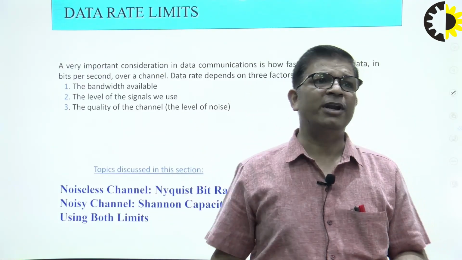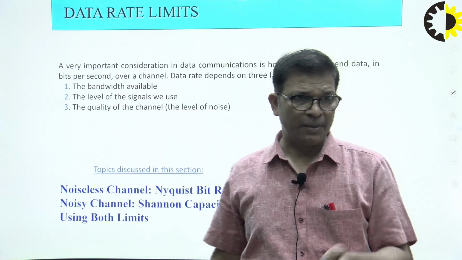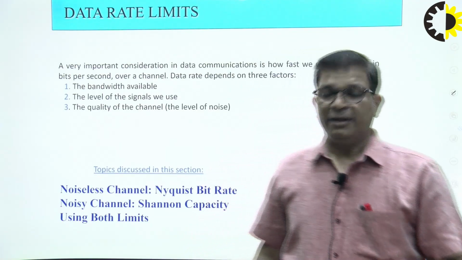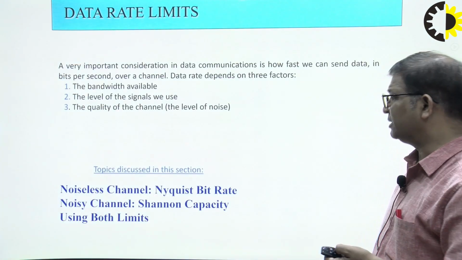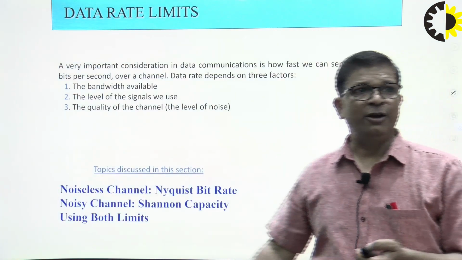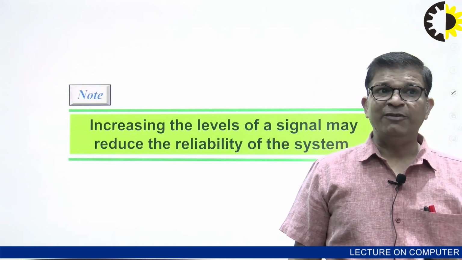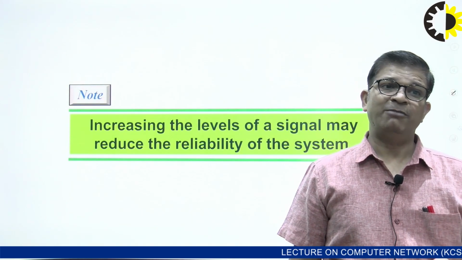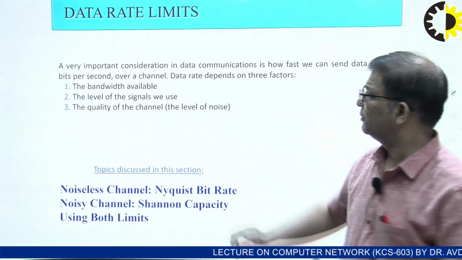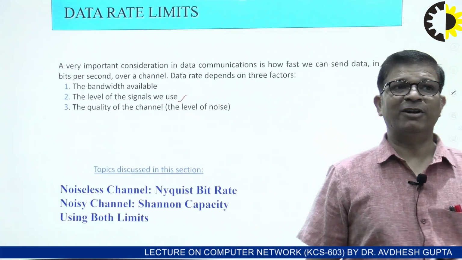The third one is the quality of the channel, that is, the level of noise. So there are two topics, noiseless and noisy channel. So we will study along with these three points. Increasing the level of a signal may reduce the reliability of the signal. So this one, the level of the signal.